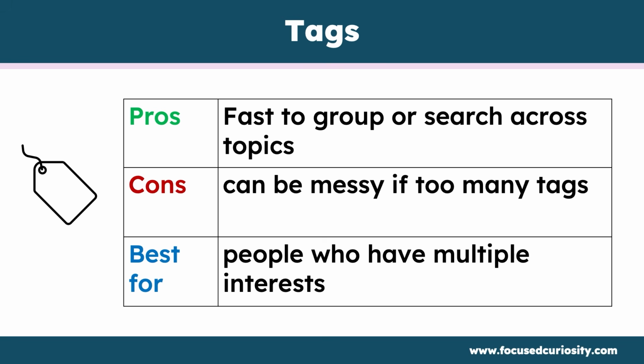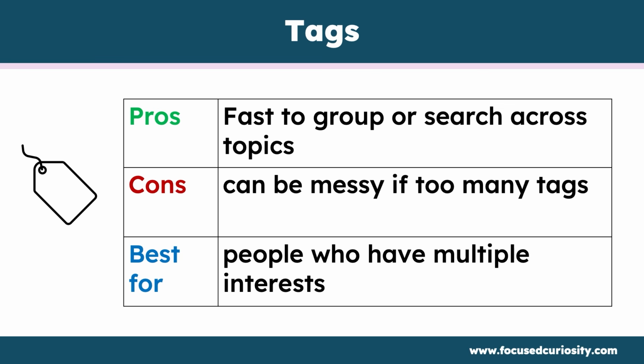The third method is using tags or labels. Now, this is similar to how hashtags work on social media platforms like Instagram or Twitter. You would use the pound sign or hashtag symbol before the topic, and then you would add this to your notes so that later on when you go to search for something, you can narrow down your search results more effectively.